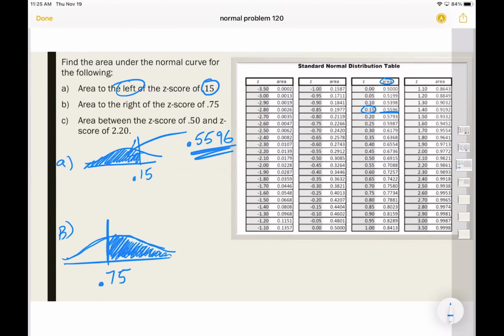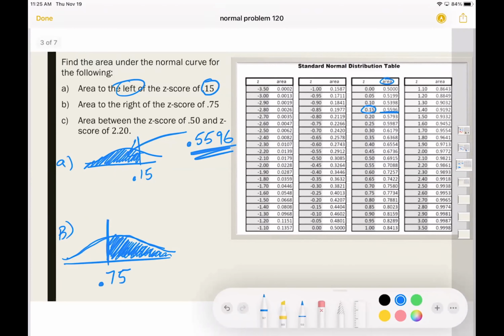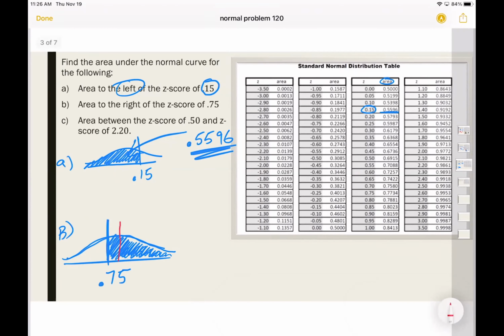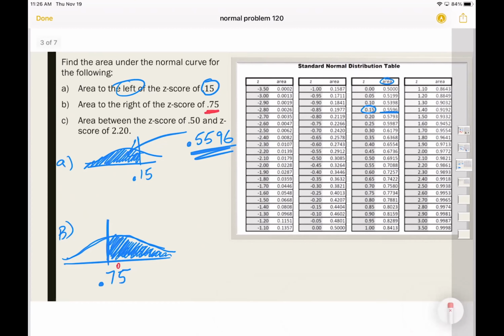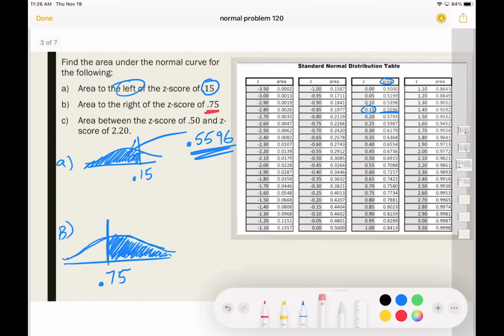And because I'm looking for the area to the right, everybody see why I say this graph is technically not correct? The reason is, if you remember, in the middle is 0. In the middle is 0. And if it's a positive 0.75, it has to be on the right of 0. So that's why it's technically not correct. But again, we don't really need to be correct in terms of sketching.